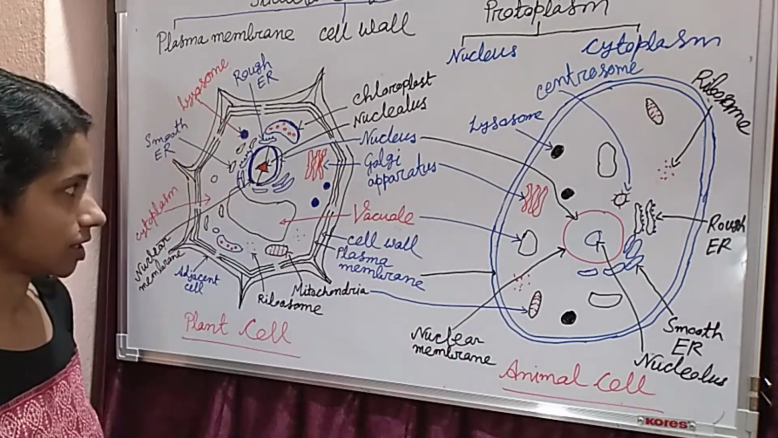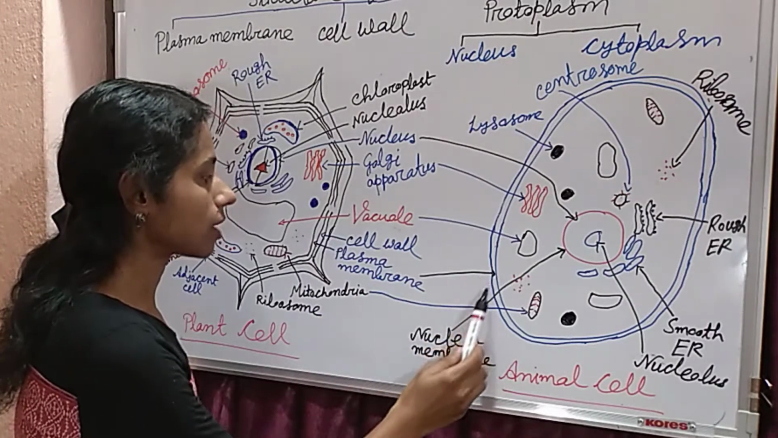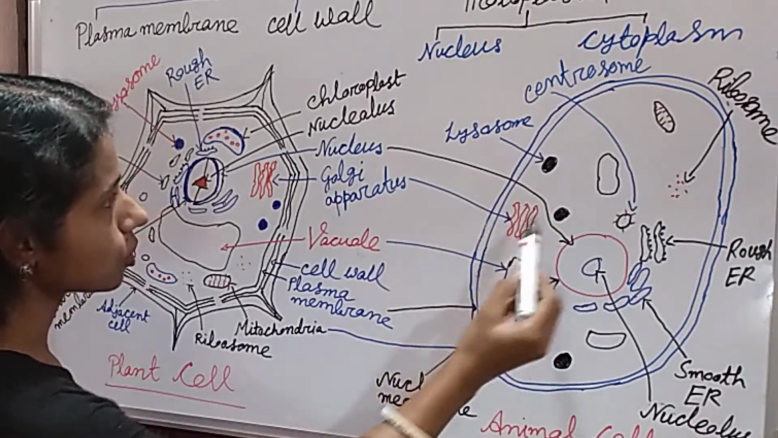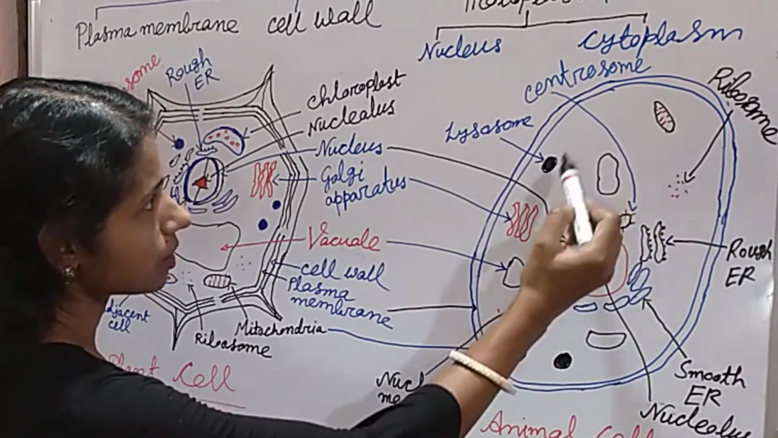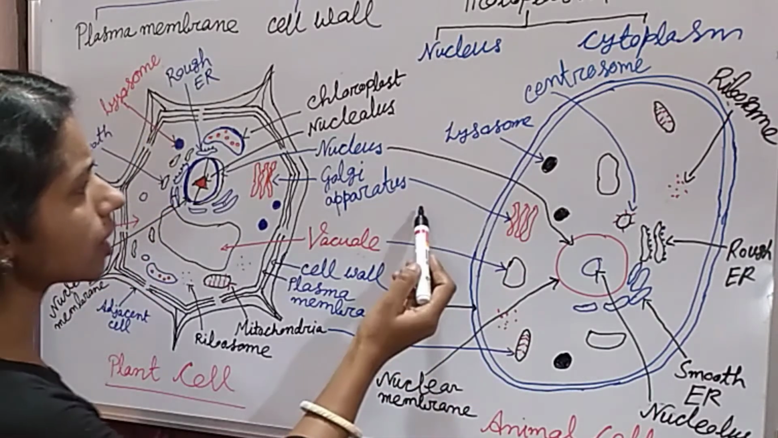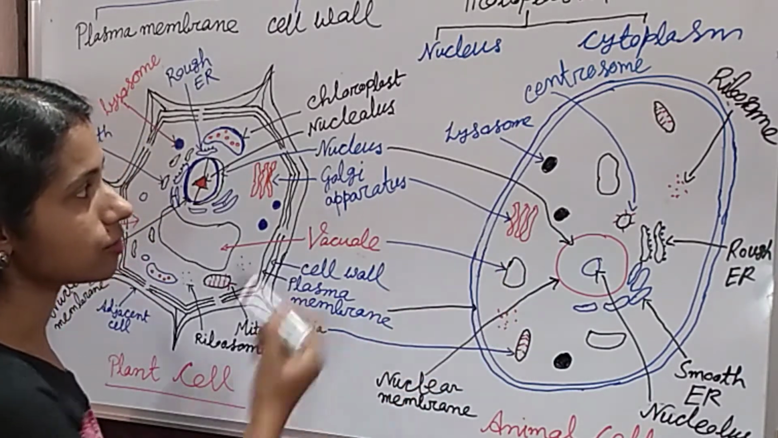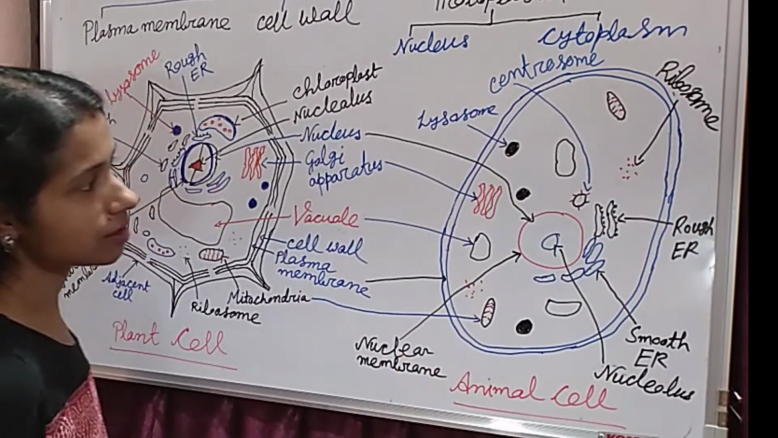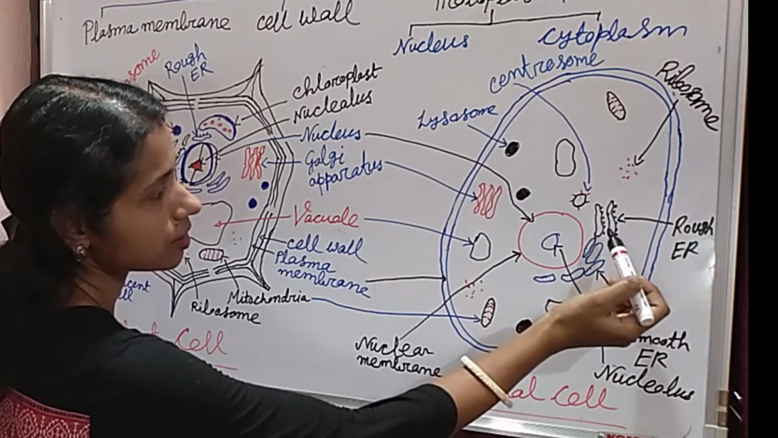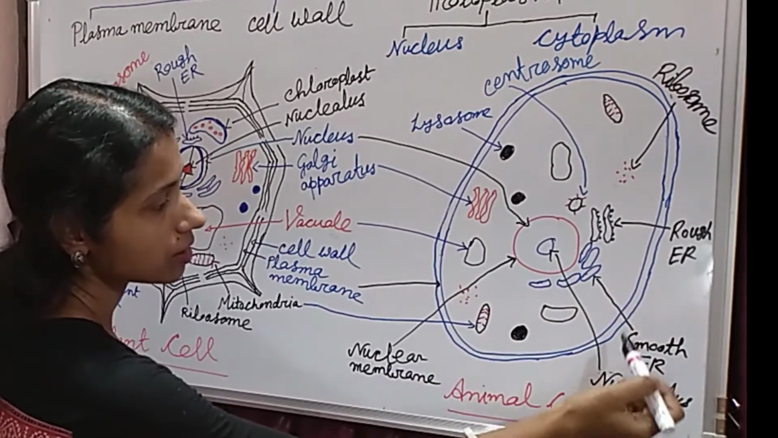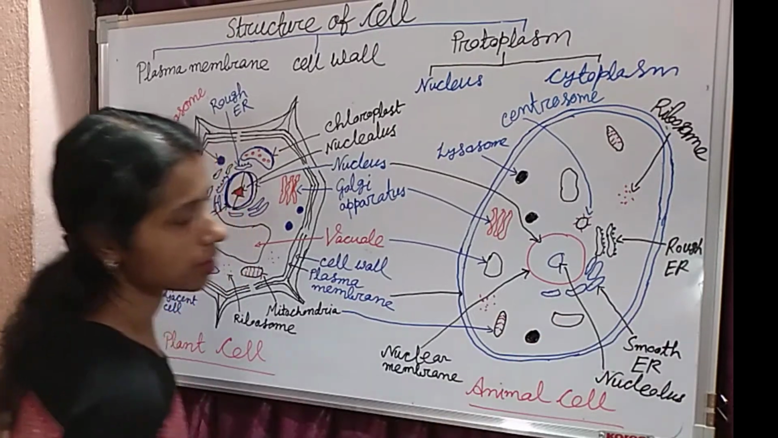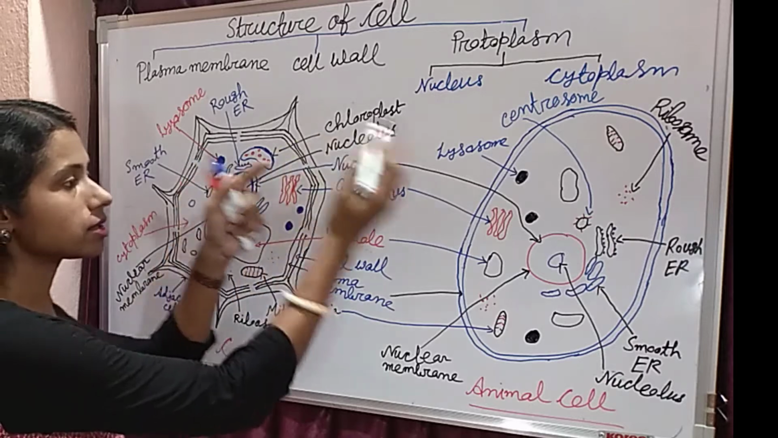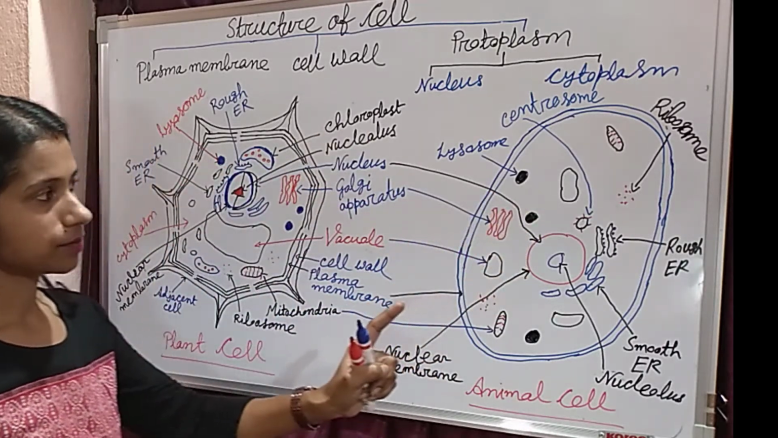In the animal cell, the cell wall is not present. We get the plasma membrane, and inside it is the cytoplasm. Here we also get the Golgi apparatus or Golgi body. Lysosome is present here. Ribosome is also present. Rough endoplasmic reticulum is present very close to the nucleus. Here you see smooth endoplasmic reticulum. Chloroplast is present in the plant cell, but in the animal cell there is no chloroplast.